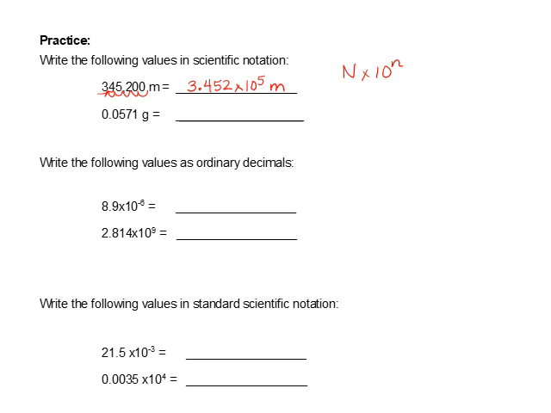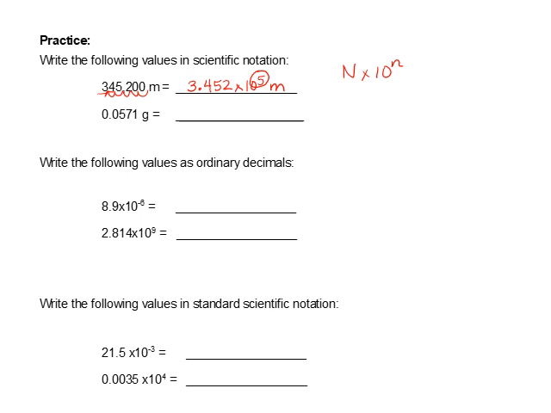10 to the 5th has the value of 100,000, and 3.452 times 100,000 equals 345,200, our original number. Notice that since the 345,200 is a large number, the exponent in its scientific notation is a positive number.